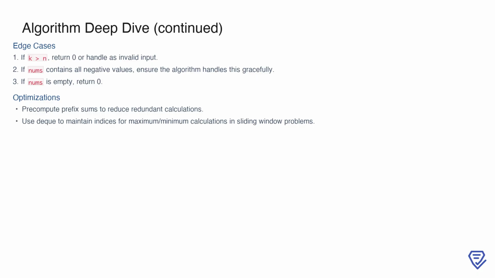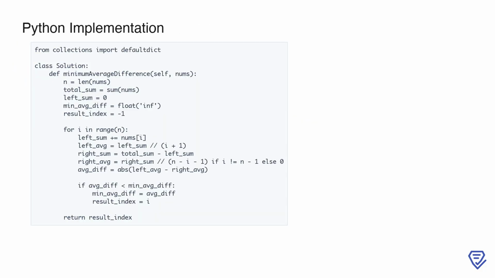The provided solution calculates the minimum average difference for a given list of integers. Let's break it down step by step. 1. Initialization. The variables total_sum and left_sum are initialized. Total_sum holds the sum of all elements in the list, and left_sum will track the cumulative sum of elements as we iterate.